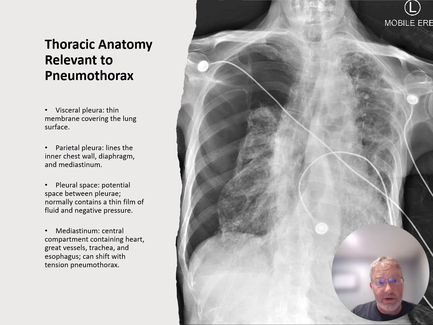The mediastinum, home to the heart, the great vessels, the trachea, the esophagus, is particularly important in tension pneumothorax because rising pleural pressure can shift this entire compartment, compressing venous return to the heart and collapsing the contralateral lung. That is the mechanism of cardiovascular collapse in a tension pneumothorax.